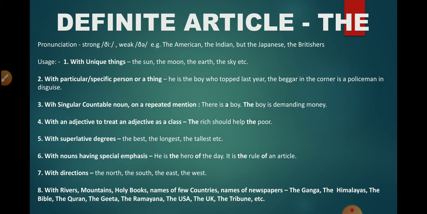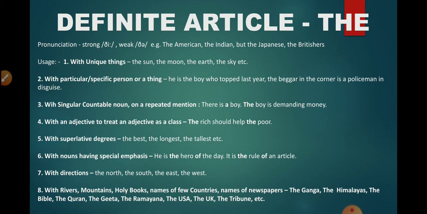If this phrase were cut off, then we must say he is a boy. He is a boy. But when we have added a phrase, some clause behind, which gives this boy some particular, specific identity, then we must use the definite article the before the common name boy. Similarly, the beggar in the corner. The beggar in the corner is a policeman in disguise.